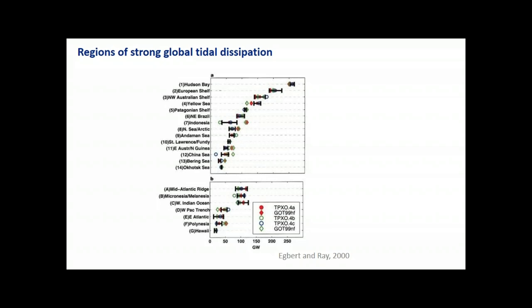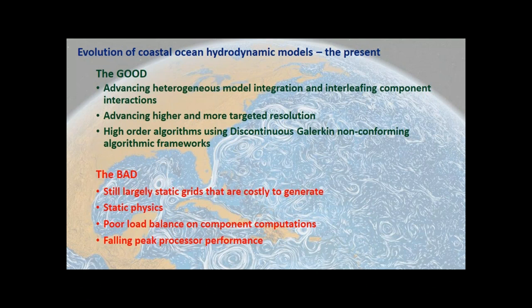Because, of course, you can't do global tides if you're not pulling out the energy correctly with dissipation. And I should say we do the internal tide dissipation quite well, which is about 30% of the global total. But if you're not getting those spots right, then you're not there. So the good is we're advancing heterogeneous model integration, interleaving, and really getting components to interact better. We're getting better and better at targeted resolution. I think we're really doing great.